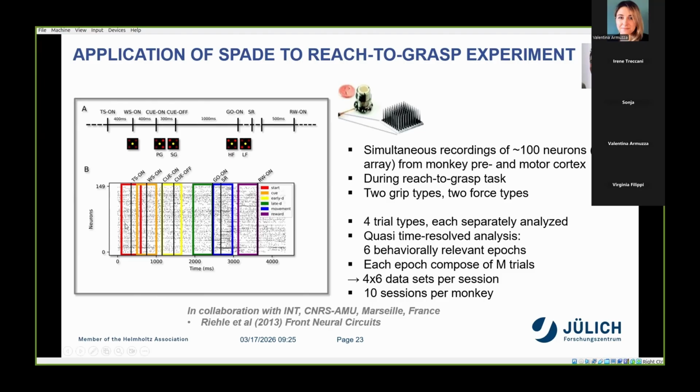Because the analysis is numerically quite painful, we did not make a sliding window analysis as before, but we cut the data into pieces of the same length around relevant behavioral events. And so we had 6 of these epochs, which we concatenated across the same type of trials. In total, we then have 24 data sets per session. And we analyze this.